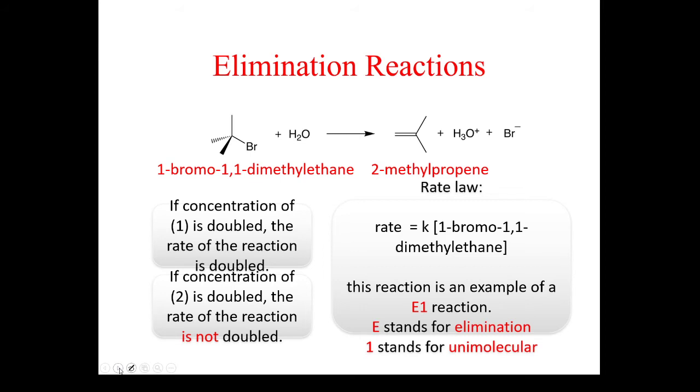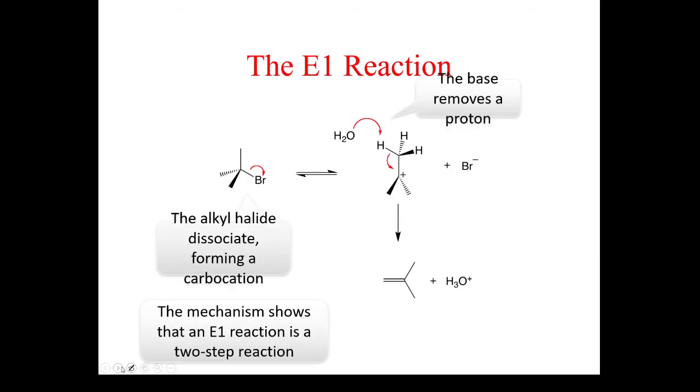In an E1 elimination reaction, the only thing that plays a role is the concentration of the reactant. How do I know I'm going to do an E1? My nucleophile is not so great. A good nucleophile is probably going to point to E2, and we'll talk about all that. But it's going to happen in two steps, a two-step reaction where a carbocation is going to form.